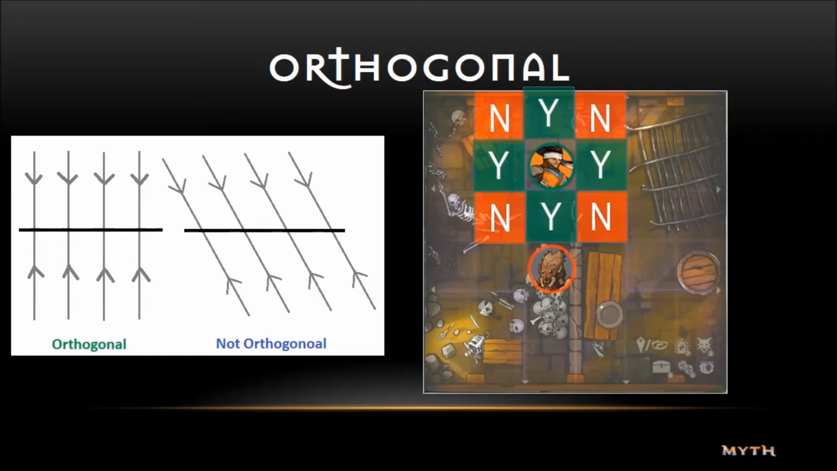And if you were to evaluate a minion that was 2 squares away, you can see this minion is 2 squares away in an orthogonal direction. This minion is 2 squares away in a non-orthogonal fashion. Should make sense.